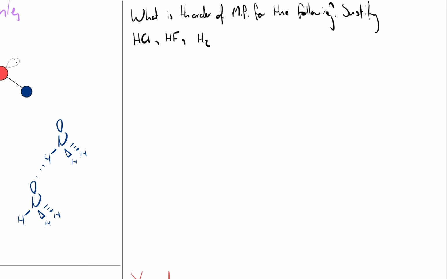So what is the order of melting point for the following? We need to justify that. So we've got HCl, we've got HF, and we've got H2. So straight away we know with H2 we've got the same atom, and so there's going to be no dipole attractions at all. So this is just van der Waals.